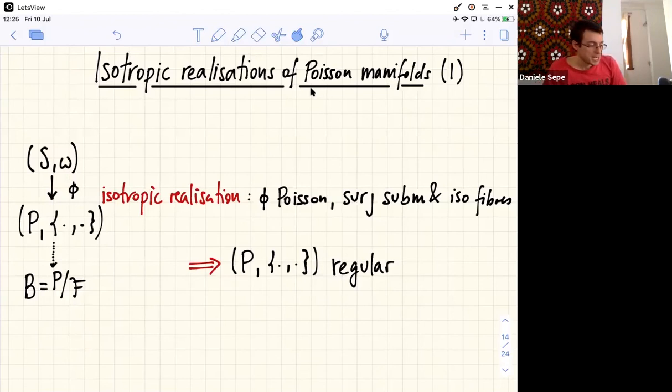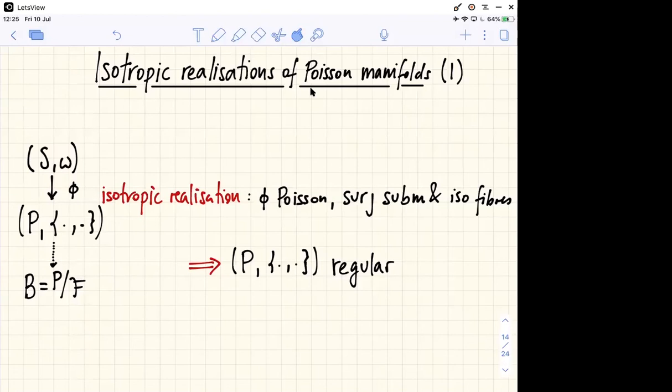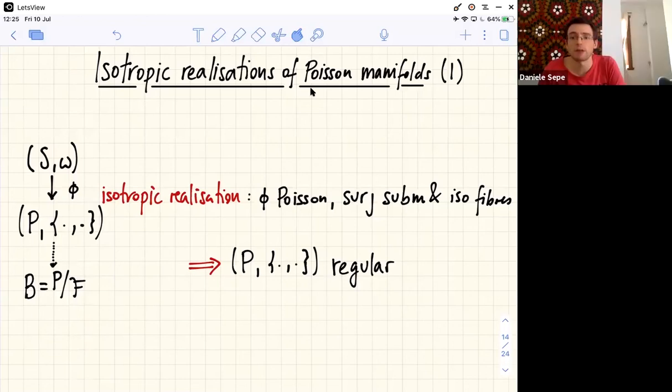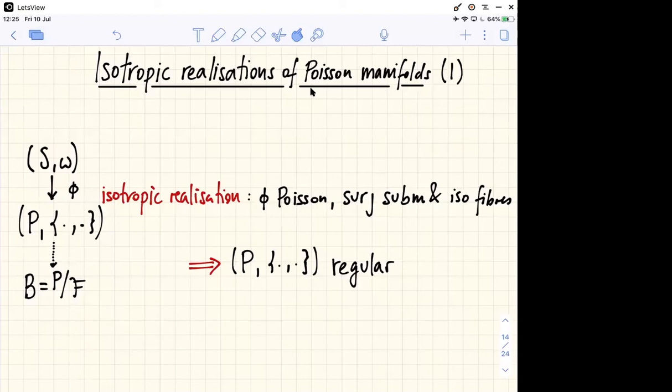Okay. Maybe now, if you require the moment map to be surjective, then it's automatic. Submersion in an open set, correct. If I have to say that there are regular points, then it's automatic. I agree with you that there are some regular points.